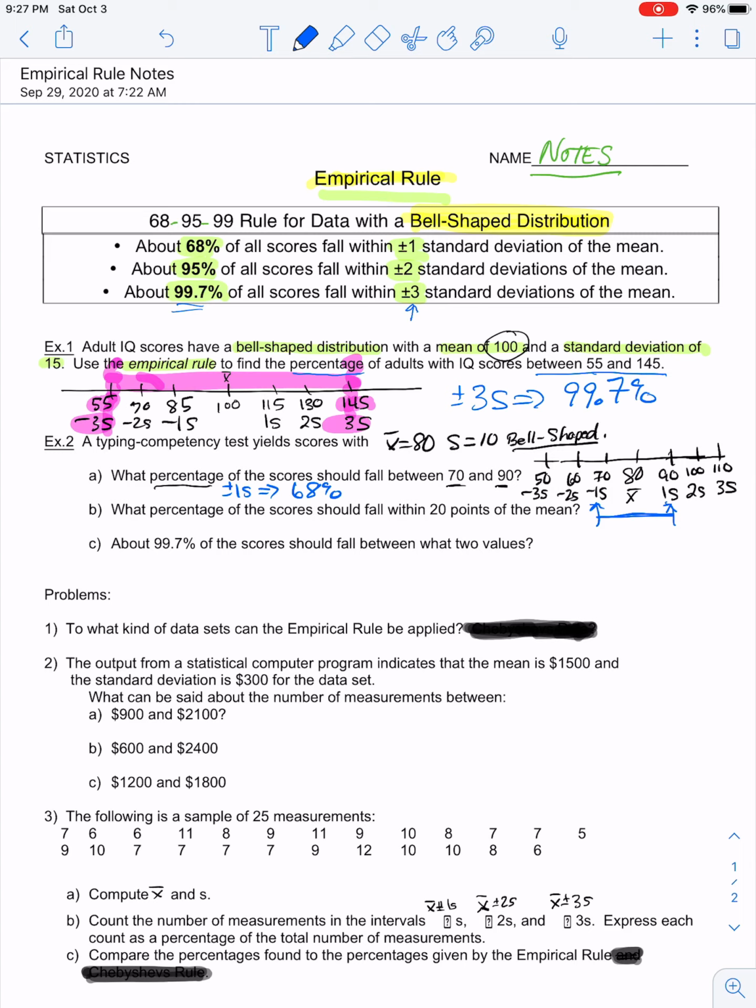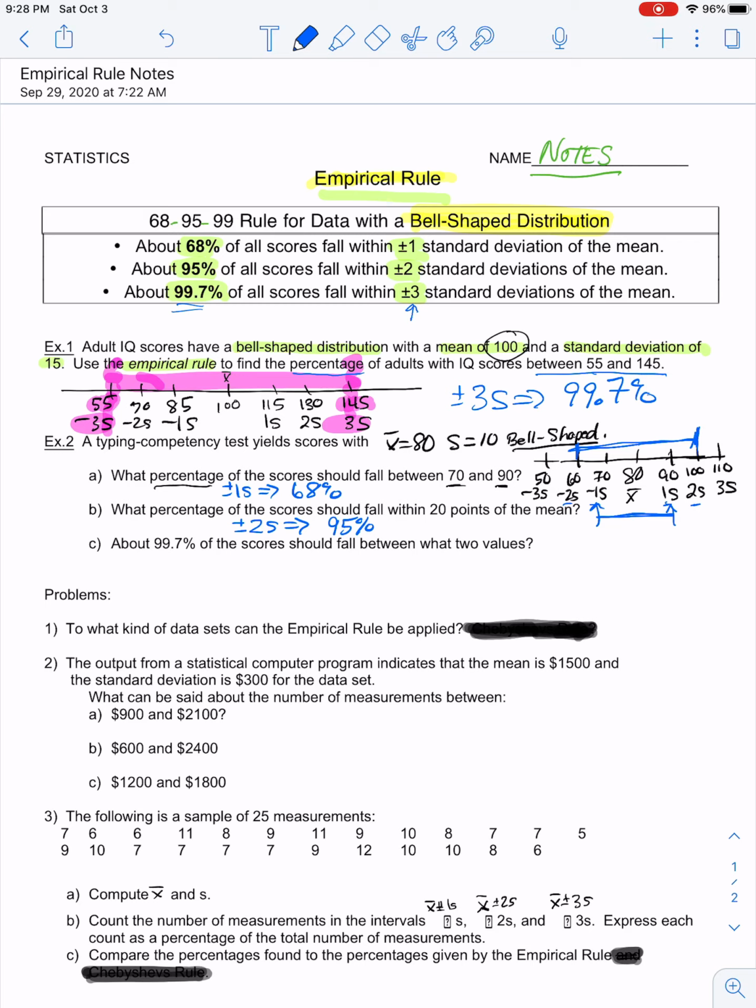Next, what percent of the data should fall within 20 points of the mean? 20 to the right puts you at 100. 20 to the left puts you at 60. So we're from here to here, and if you look, we're 2 deviations from the mean, left and right. So 2 deviations, as it says up above, means 95% of the data.